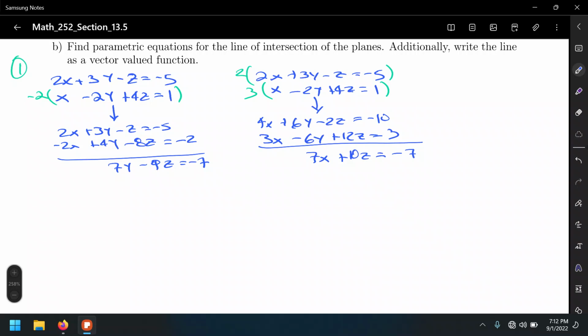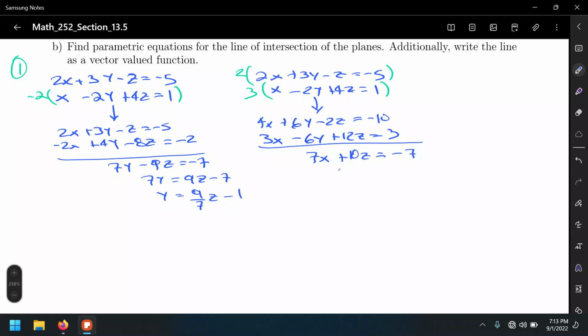So what we're going to do here is solve for z on both equations. Subtract 7y from both sides and then divide by -9. Oh wait a minute, no, I'm not solving for z. I'm supposed to solve for y. Never mind, let me go back. So let's solve for y. Let me do one step at a time. 7y equals 9z minus 7, and y equals 9/7 z minus 1.